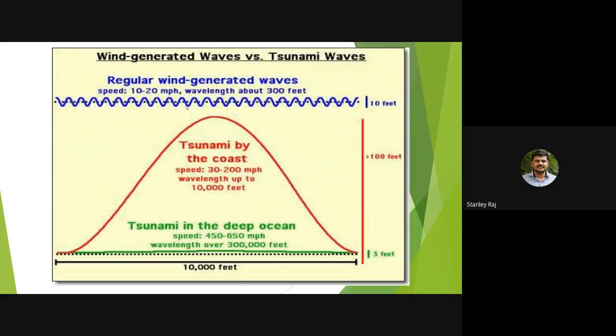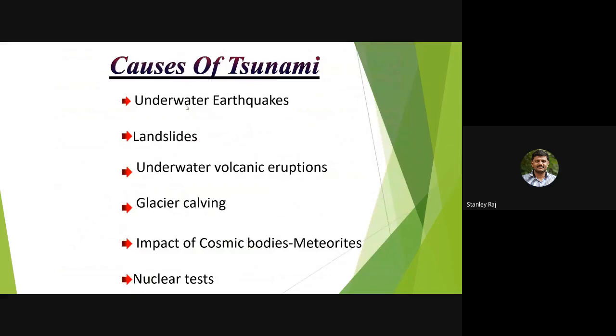Wavelength is 300 feet. So, causes of tsunami: underwater earthquake, that is the main cause. Then landslide, underwater volcanic eruption, glacier calving, and the impact of cosmic bodies, meteoroids, and nuclear tests. The last two points are very rare. But the basic and most prominent cause for a tsunami is underwater earthquakes. That is the main, ultimate cause for tsunami.